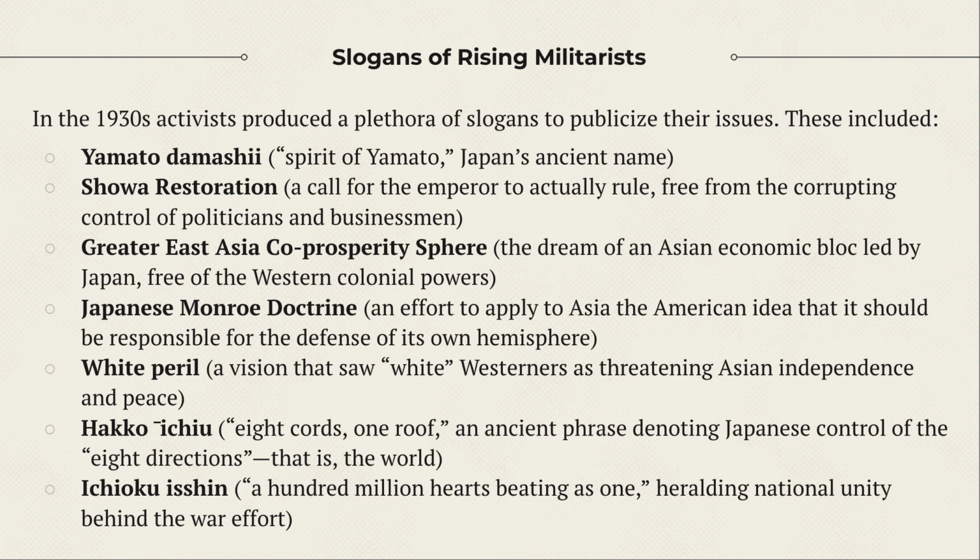And Japan would put themselves as leaders of this Greater East Asian Co-Prosperity Sphere. And we can see there are a few more about kind of the different types of views that were developing during this 1930s period.